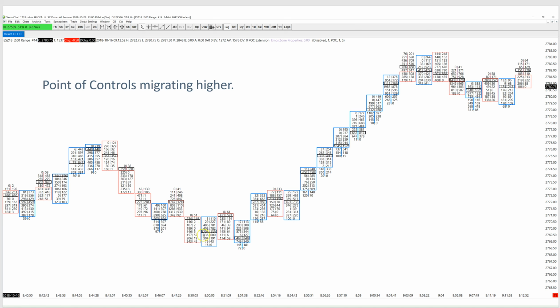When you start seeing point of controls kind of jumping around, like down here at this low, it's a market that's going sideways. Or if you got point of controls sort of lined up around the same level, it's a market that's going sideways.